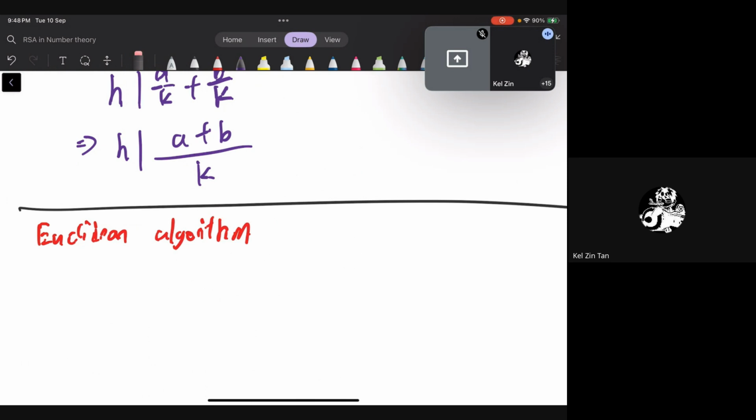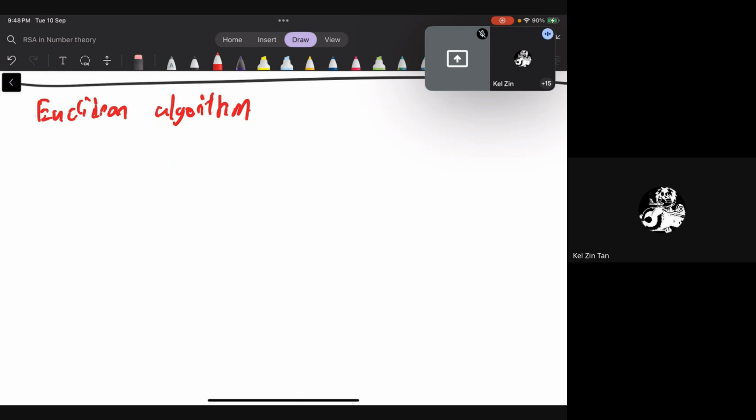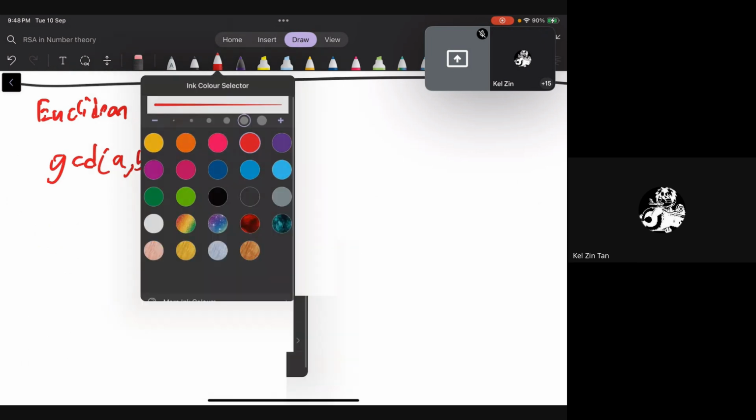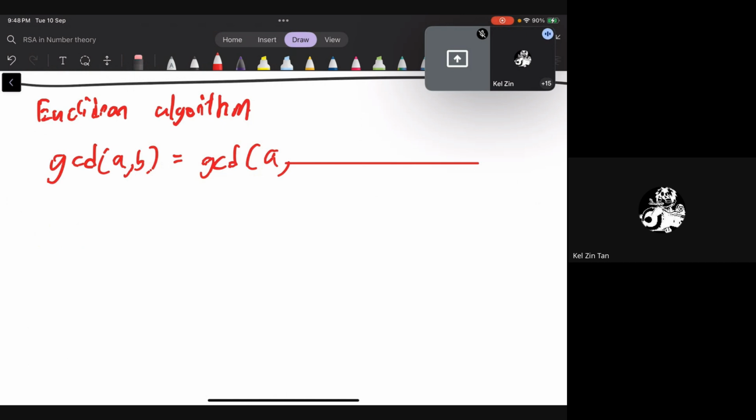So for the Euclidean algorithm, basically, if you want to find the GCD of A and B, what I do is that I reduce it to the GCD of A and then A modulo B. So I assume here that A is larger than B.